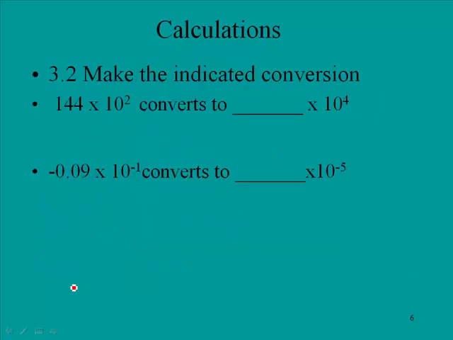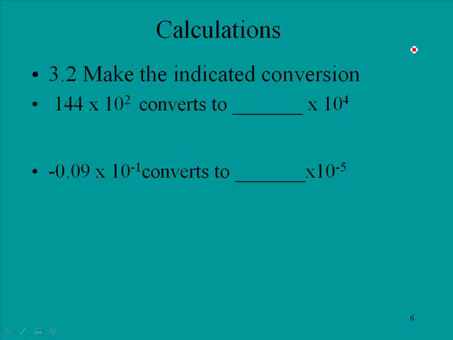Then in example 3.2, let's just do a couple of these. In this example, the number is given to us as a power of 10, and we're asked to convert it to a different power of 10. One method of doing this is to simply subtract the exponents, and that is how many decimal places you would move the current decimal place.